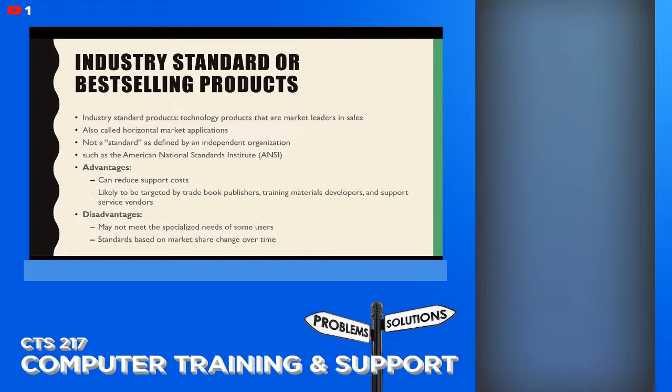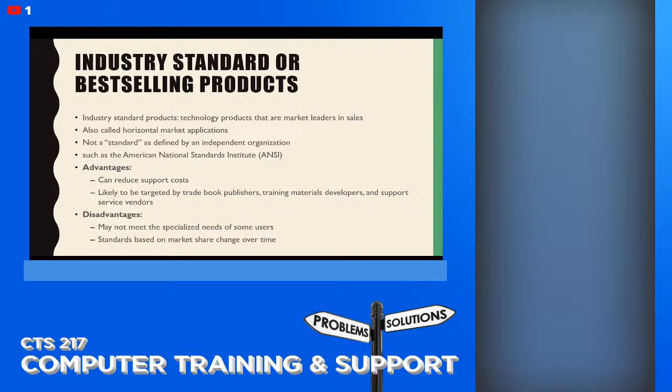Now, when we look at products, one of the things that we can do is look at what the industry standard is. What's the generally accepted piece of software that's being used in this particular industry? And it's typically determined by who the market leader is in sales for that particular area. We can also call these horizontal market applications. Not a big thing that you need to know, but something that's nice to know.